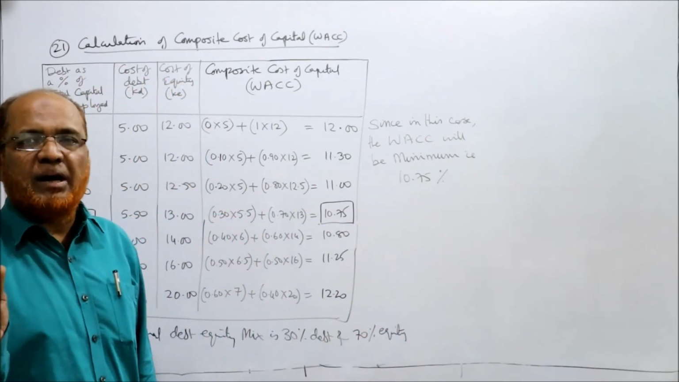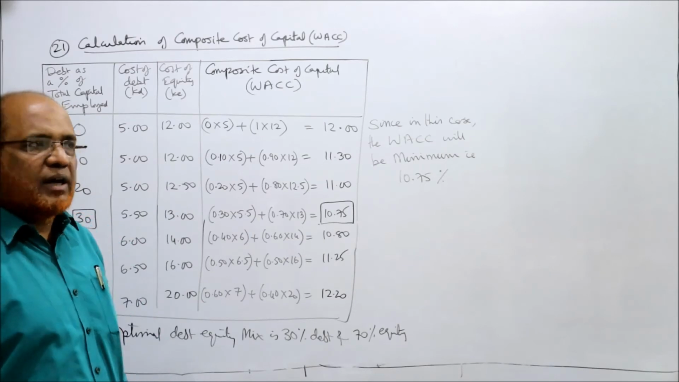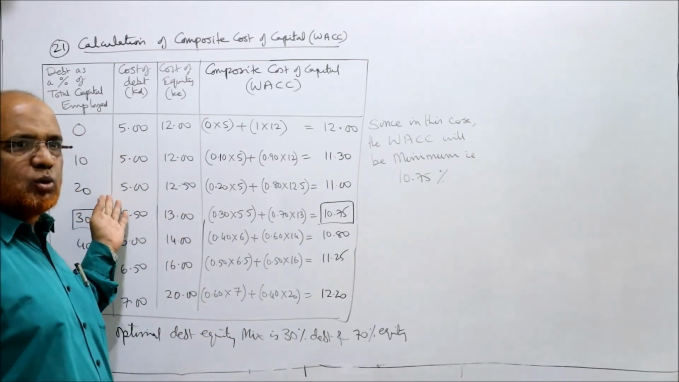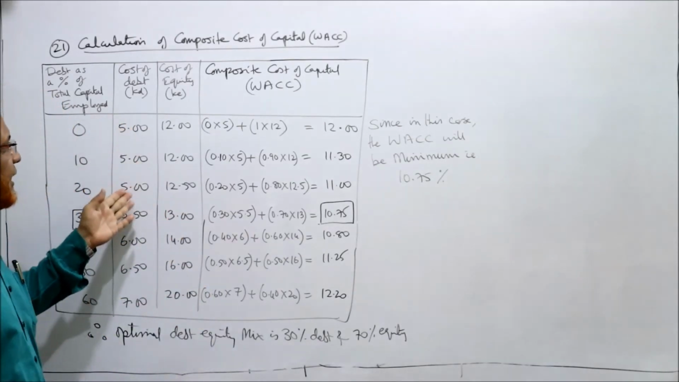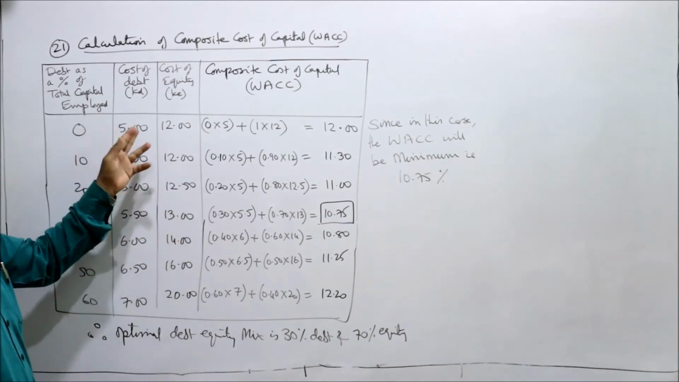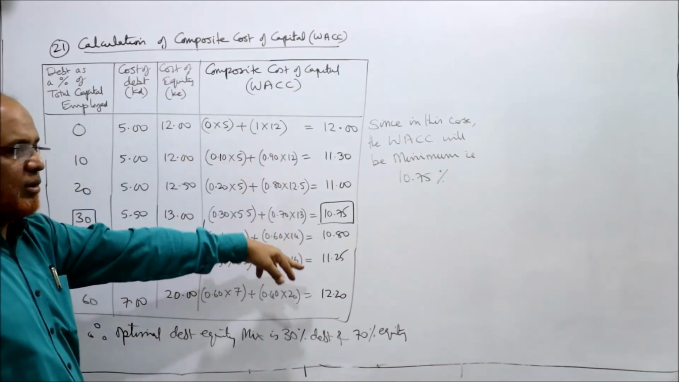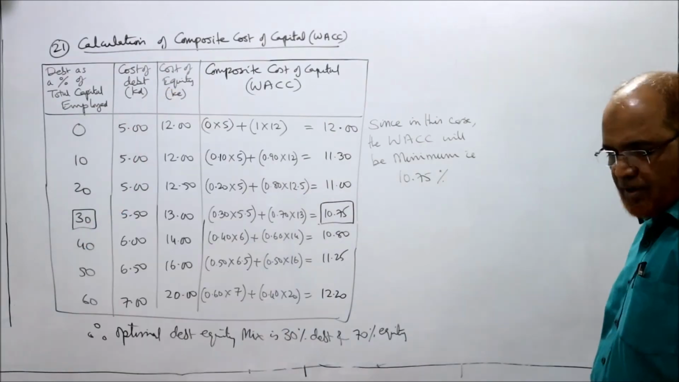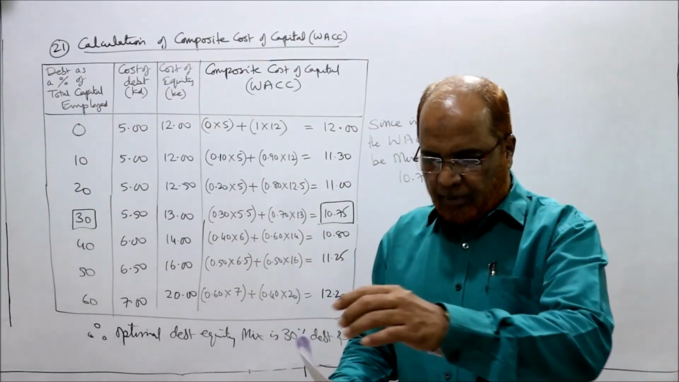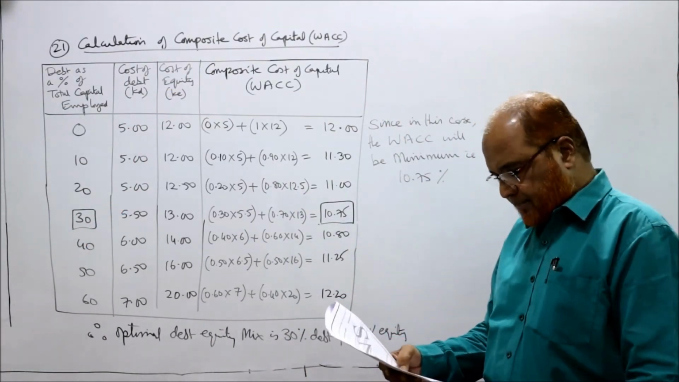So this problem is completely different: finding out the optimal debt equity mix. We are given some percentage of debt in the total capital employed. KD is given, KE is given. So multiply the proportion with the specific cost to get WACC. That's it. Now, the next problem is the 22nd.